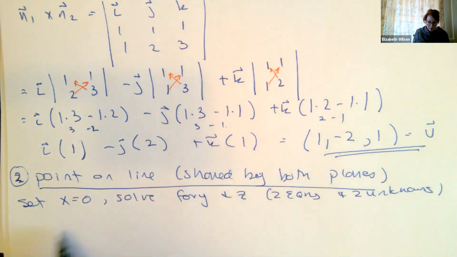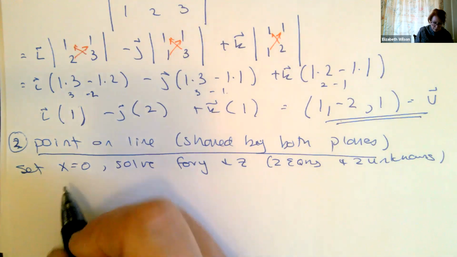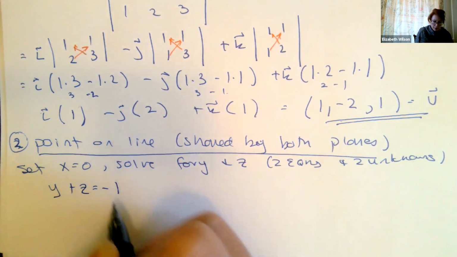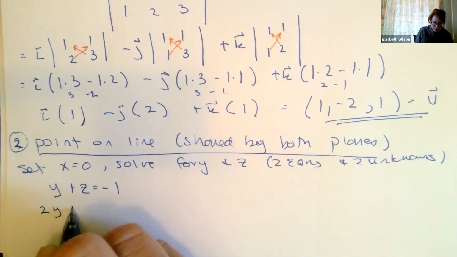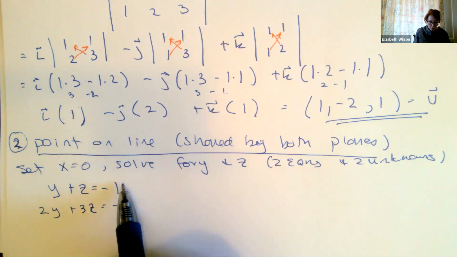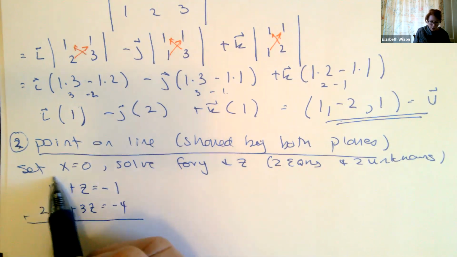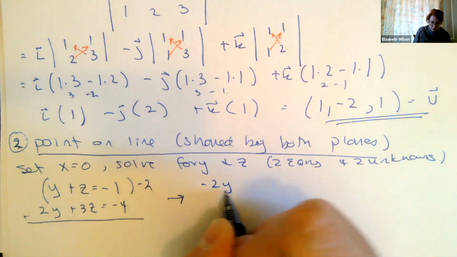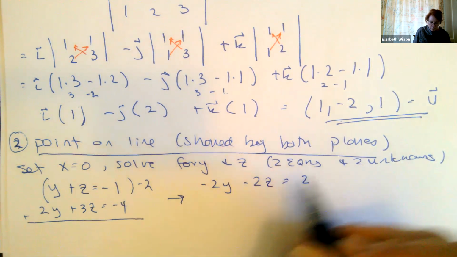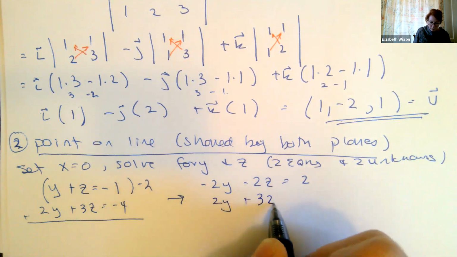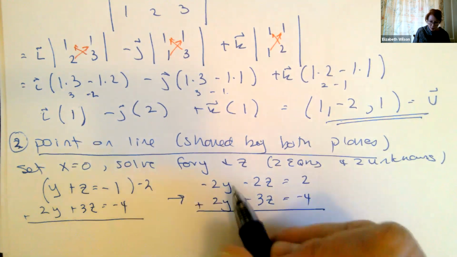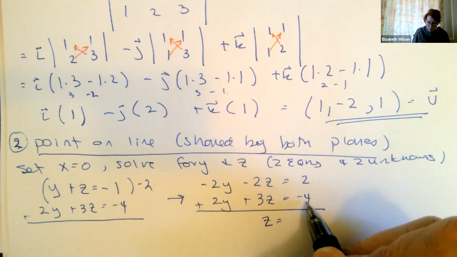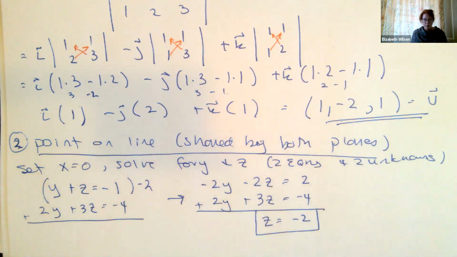All right, anyway, so let's go ahead and do this. I'm going to set x equal to 0, which means for my plane 1, I'm going to get 0 plus y plus z equals minus 1. 0 plus 2y plus 3z equals minus 4. Now what I need to do to combine them, I want to get rid of the y's. So I'm going to multiply the top equation by minus 2. So I'm going to get minus 2y minus 2z equals positive 2. 2y plus 3z equals minus 4. And I'm just going to add, when I add, the y's cancel. 3z minus 2z gives us 1z. 2 minus 4 gives us a minus 2.